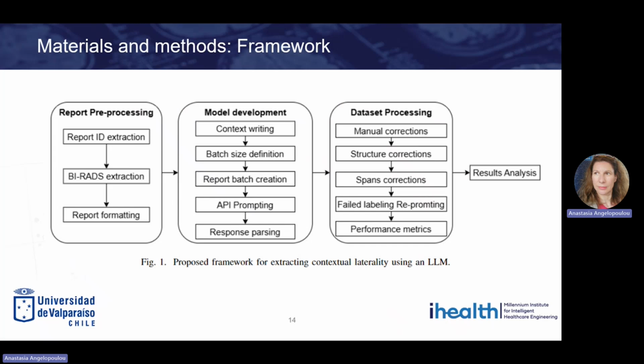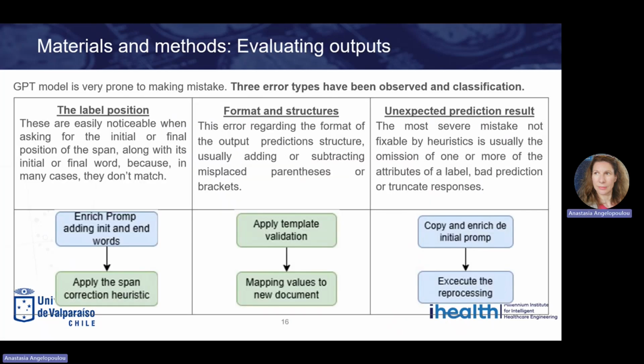The framework in detail, we can check in the paper if you want. So the three principal errors we can observe in this experiment, initial stage 1, is first the label position. The label position error is when the position returned by the LLM is not related to the beginning of the sentence, or the other case, the end of the sentence.